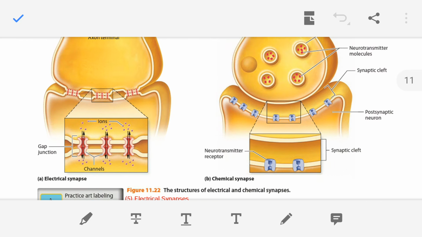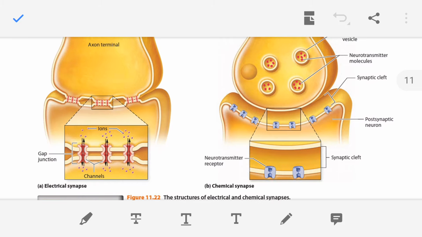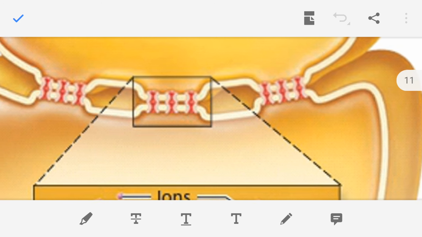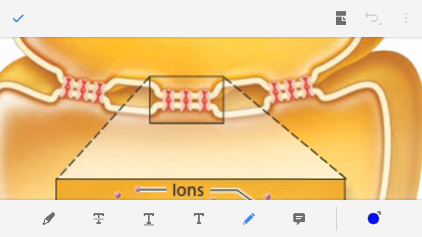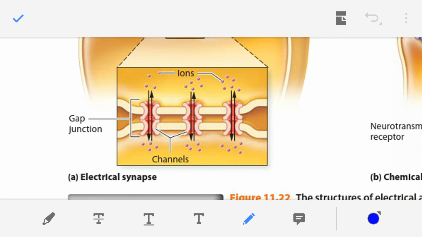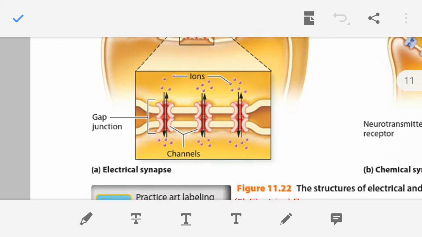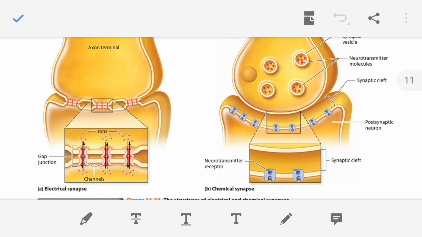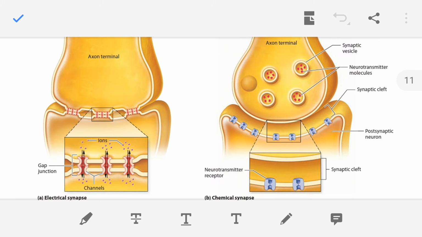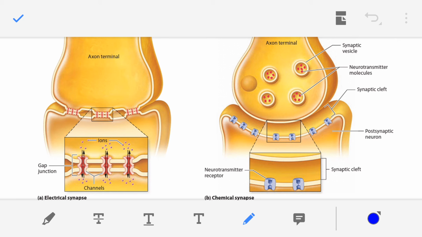So in short, when we say electrical synapse, that means between two neurons, the gap junction is present. What is a gap junction? It is ion channels aligned one upon another, and through these ion channels or the gap junction, there is movement of ions in both directions, and in the same way the electric current can pass in both directions. And either of the two neurons can act as the presynaptic or the postsynaptic neuron.